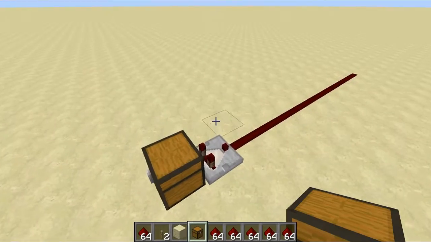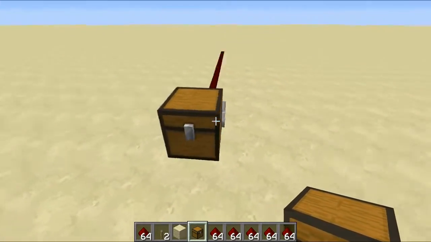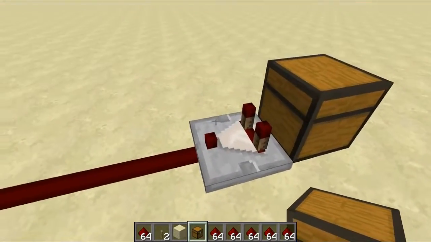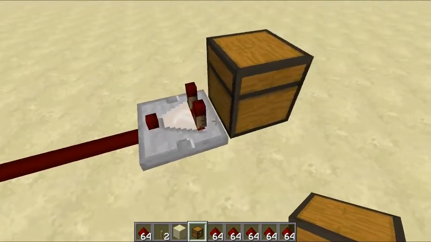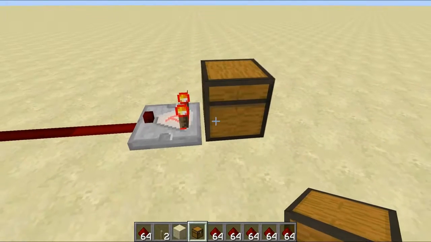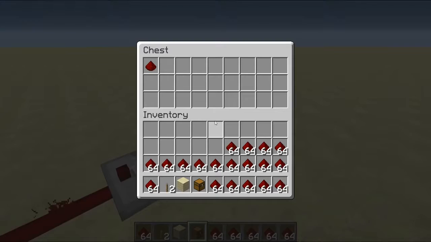Another really cool thing that comparators can do is they can take redstone signal strength from containers. So right now we've got ourselves a chest. There are absolutely no items on the inside of this chest, which means that the comparator is not giving off any redstone signal strength. However, if we say, for example, place one item on the inside of the chest there, the comparator has detected it, and now we have a signal strength of 1.